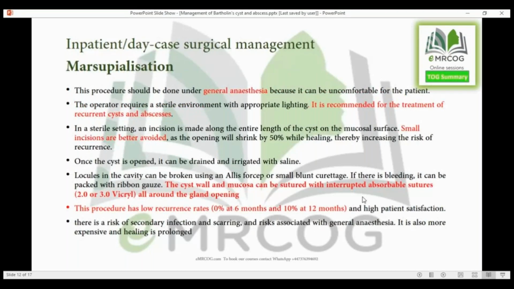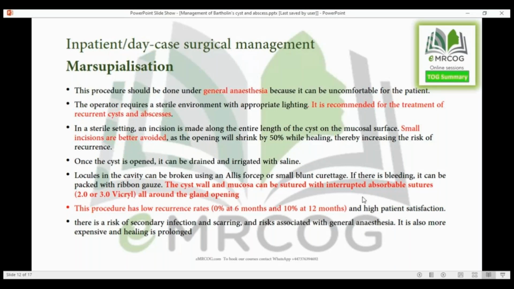Now, the inpatient or day case surgical management, which is, of course, the very famous marsupialization. The good thing about this management is that it has low recurrence rate, almost 0% at 6 months and only 10% at 12 months. However, it's not cheap, it's not easy, and it needs general anesthesia.